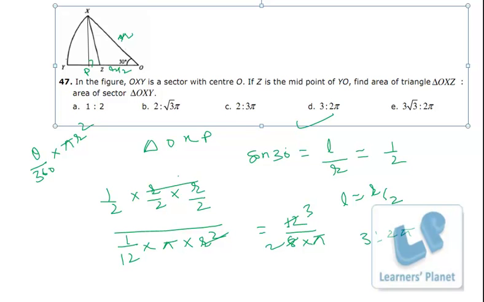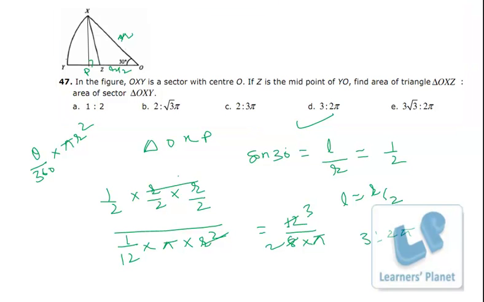Interesting and simple to solve. So your trigonometry should also be very good. This is just a basic trigonometric concept I have used over here. Sine 30 degrees is equal to perpendicular by hypotenuse, nothing else.